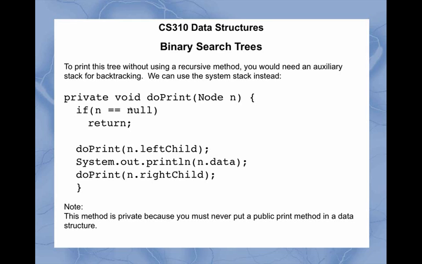So here we have a well-defined stopping condition. If we've run off the end, we just return and don't do anything else. And down here, this recursive definition: go left, print the data, go right. So it's a simple idea if you think of only 3 nodes. Go left, print, and then go right. And then we apply this recursively to the entire tree structure.